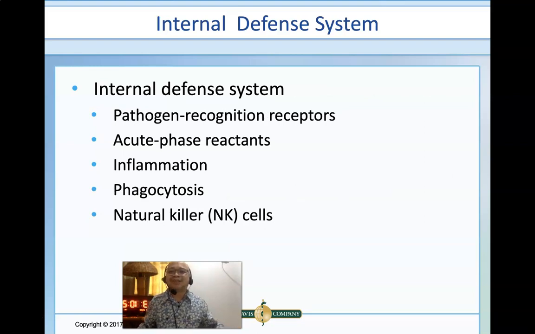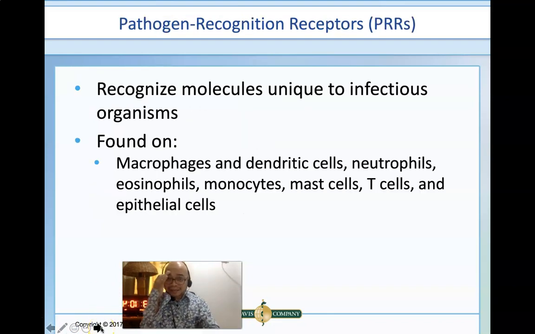Okay, so let's talk about the internal defense system. The internal defense system includes the pathogen recognition receptors, the acute phase reactants, inflammation, phagocytosis, and the natural killer cells. Okay, so let's talk about the PRRs. The pathogen recognition receptors will allow us to recognize molecules unique to infectious organisms. So where can we find the PRRs? We can find them on macrophages and dendritic cells.